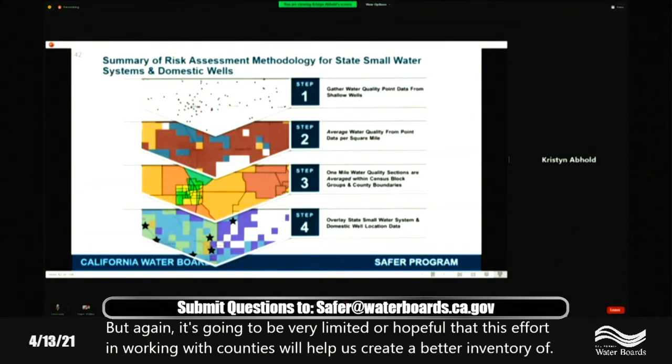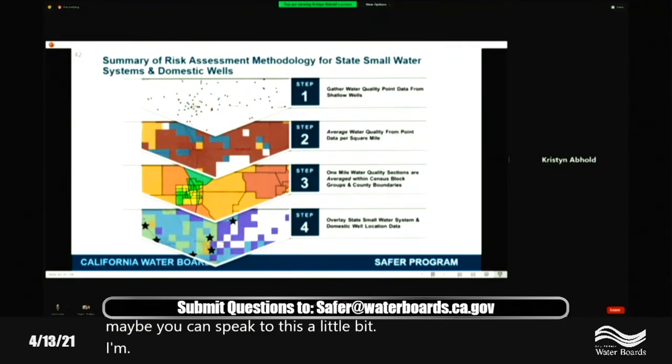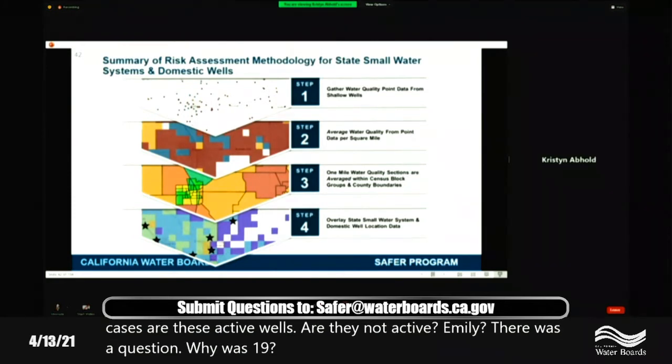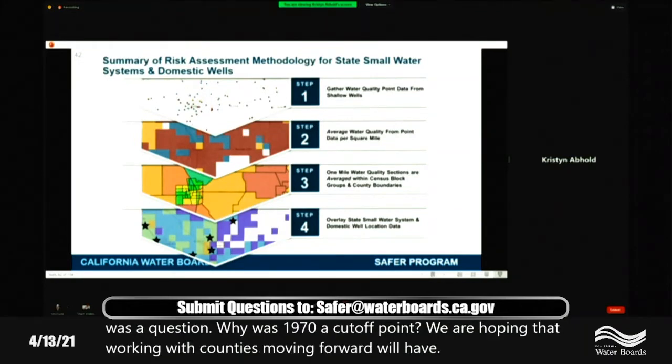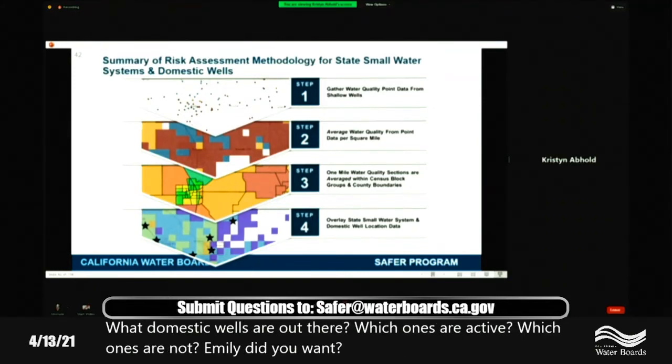Like Emily said, and Emily, maybe you can speak to this a little bit, we have a data set from RCAC, but it's unclear in some cases whether these are active wells or not. There was a question, why was 1970 a cutoff point? We are hoping that working with counties moving forward, we'll have a better sense of what domestic wells are out there, which ones are active, and which ones are not. Emily, did you want to speak to the 1970 cutoff?